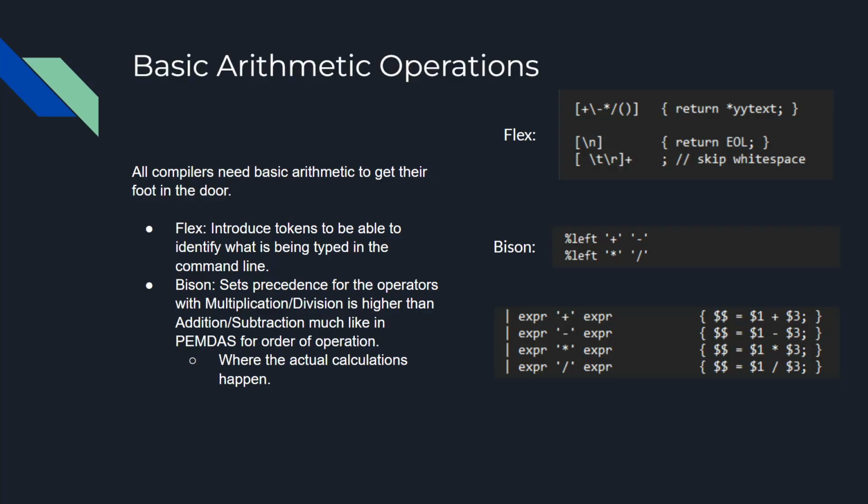And then on your bottom right, that's where the calculations happen. So you got your expression plus expression, so like 1 plus 2. And then on the right hand side in the brackets, you got the double dollar sign, which is for the total value, the dollar sign one, which is your first value, and then plus, and then your third value, which would be your second number.